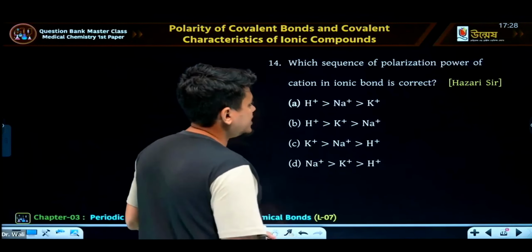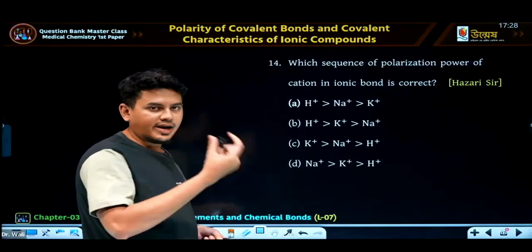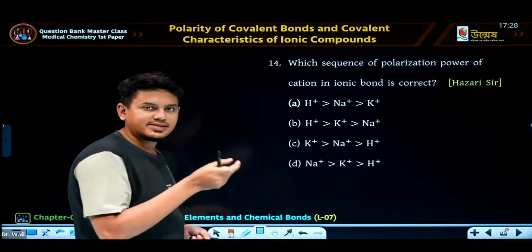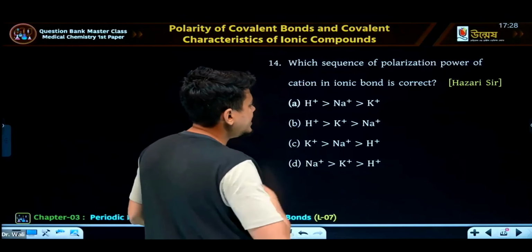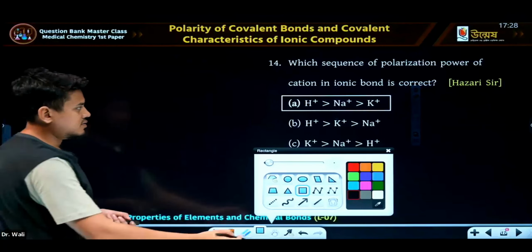It's asking which sequence of polarization power of cation in ionic bond is correct. For polarization power, the charge should be higher and the size should be smaller. So here all of them possess the same charge. Now we have to look at their size. Smallest size here, hydrogen ion, then sodium, then potassium. So this will be the correct order. Okay, let's move on to the next question.